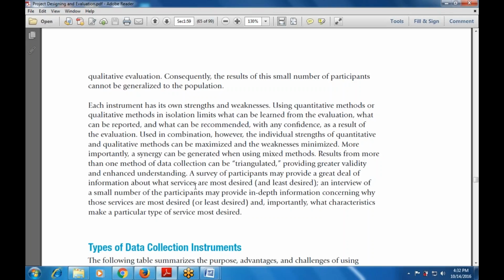Then interviews with a small number of the participants also provide in-depth information about why these services are most desired, and importantly what characteristics make some particular types of service most desired. What are the various characteristics that are desired, we can say the in-depth information.